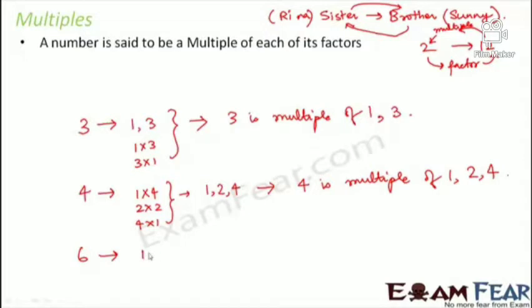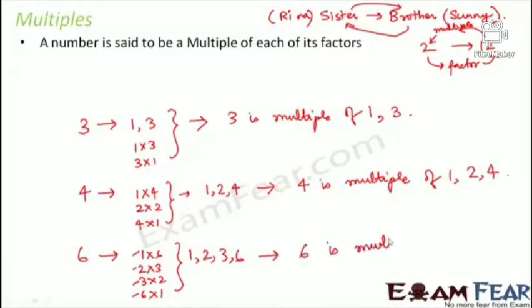Let's talk about 6. What are the factors that 6 has? 1 into 6, 2 into 3, 3 into 2, 6 into 1. So 1, 2, 3, 6. These are the factors of 6. So this means that 6 is a multiple of 1, 2, 3 and 6. So this is the meaning of multiple.